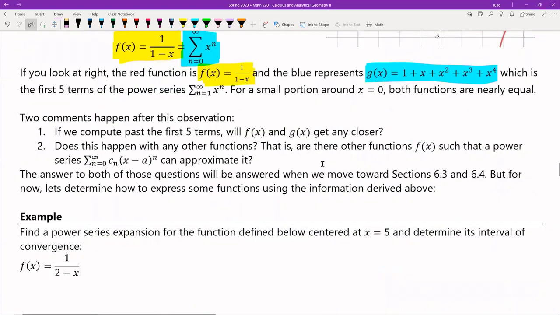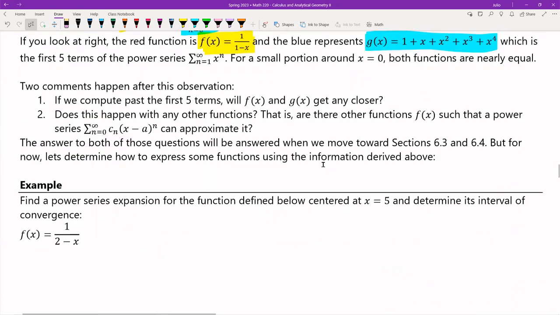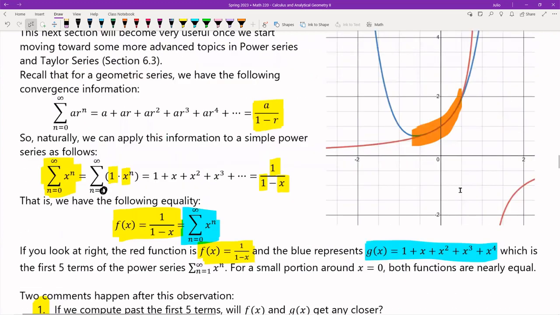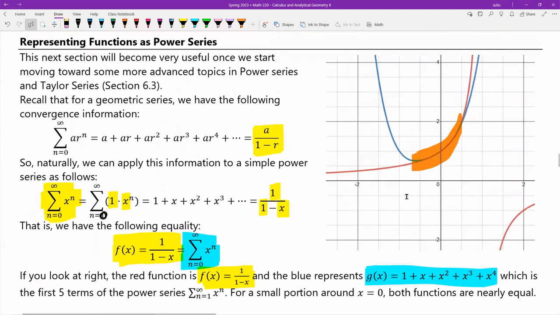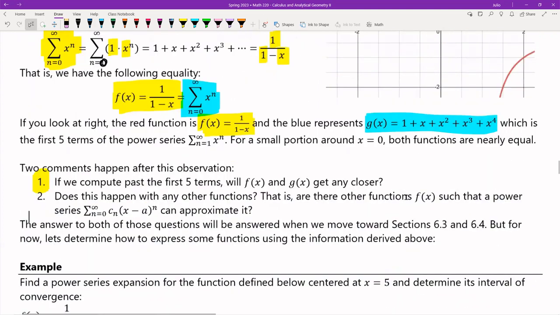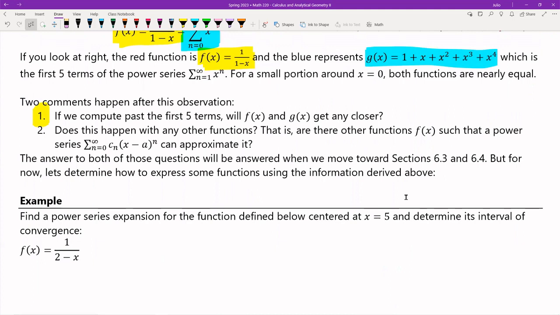So two things happen. These are two observations that show up after we do that one example. Number one, the picture that I gave you was just for the first five terms. If I go out farther, will my f of x and my g of x, the actual function and the power series, get any closer? As you saw from the Desmos demonstration, they do. So if we go farther than five terms, will it get closer? Yes, it will.